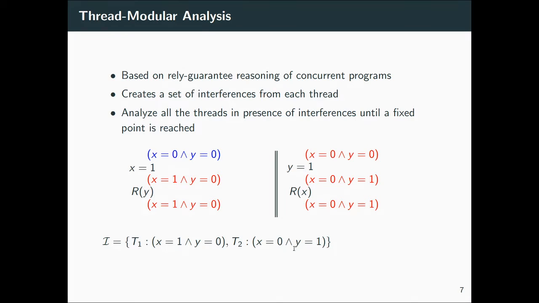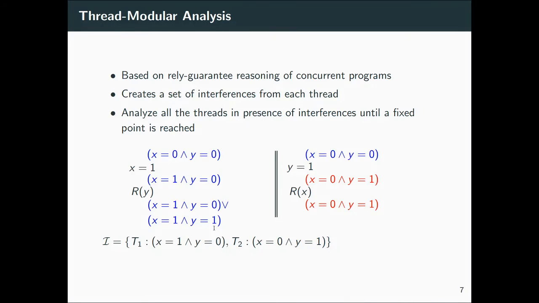Now, the initial state remains the same. x equals 1 changes the value of x and generates the same interference as it did last time. When read y comes, we know that this time it can also read from this interference. Hence, in this program state we have a value of y which can be either 0 or 1.